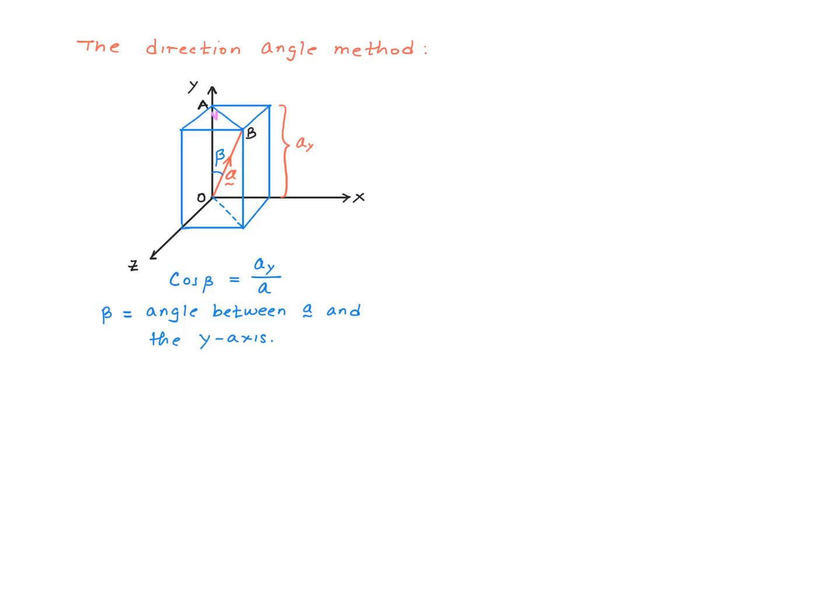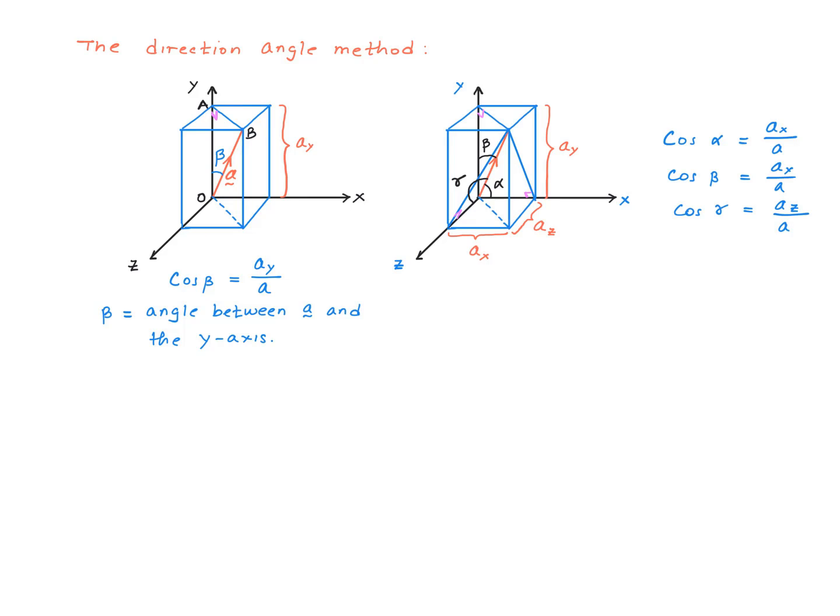Let's for a second focus on this angle beta. Beta here is the angle between the vector A and the y-axis, right? Now considering this right triangle OAB, we note that cosine beta equals AO divided by BO, right? Adjacent side divided by the hypotenuse, right? So it will be AY over A.